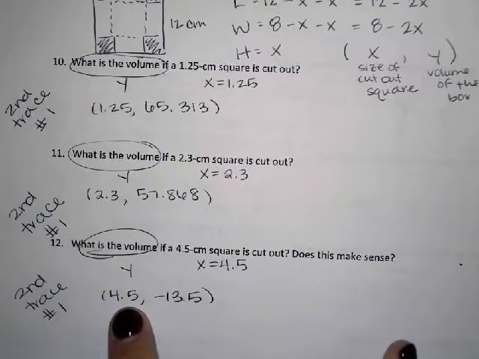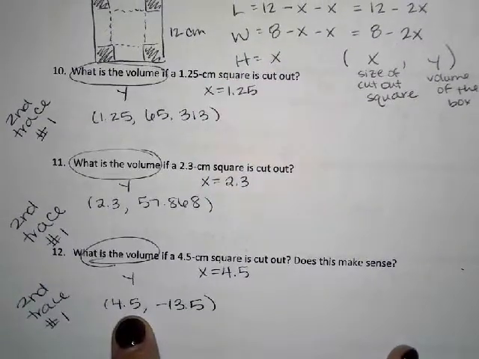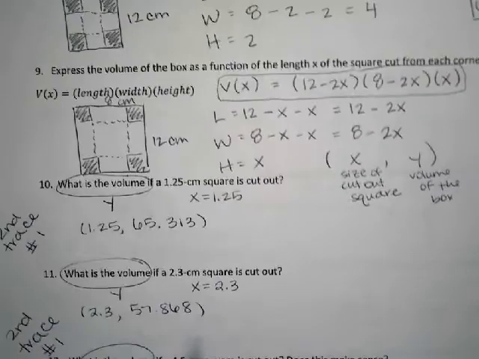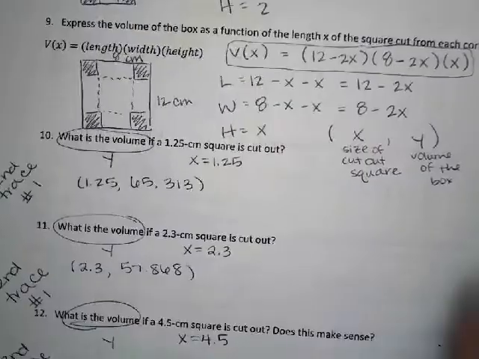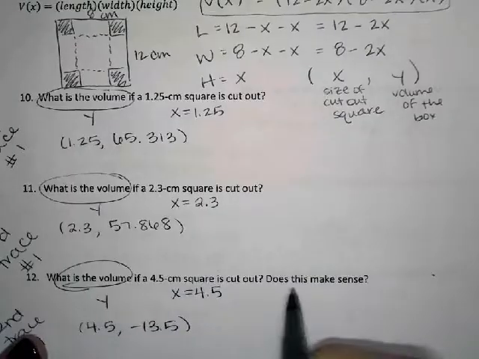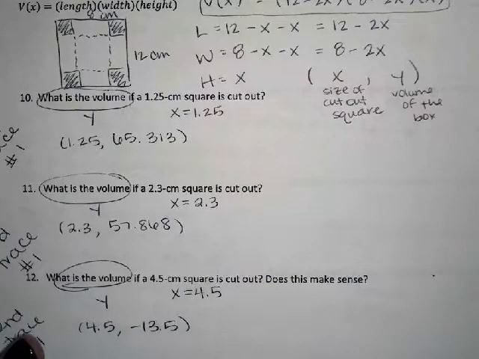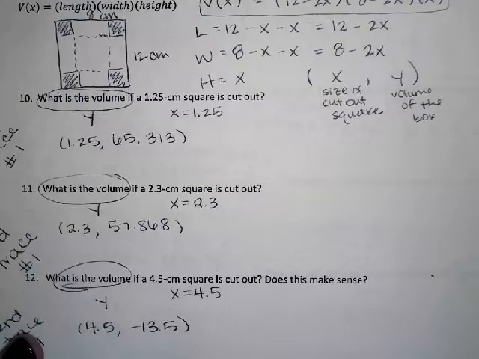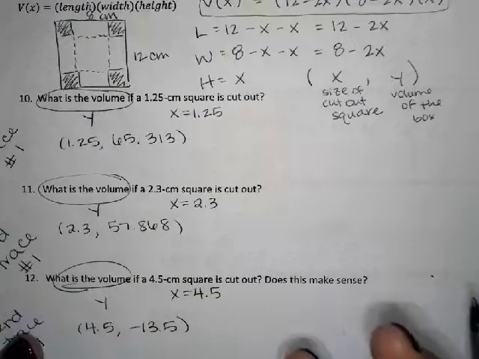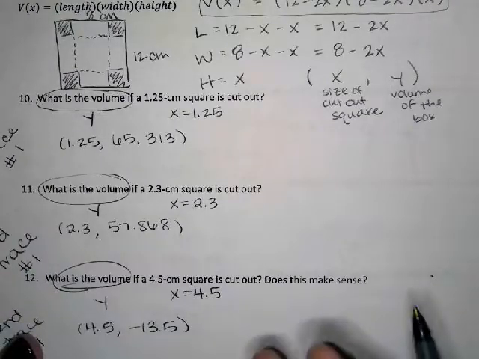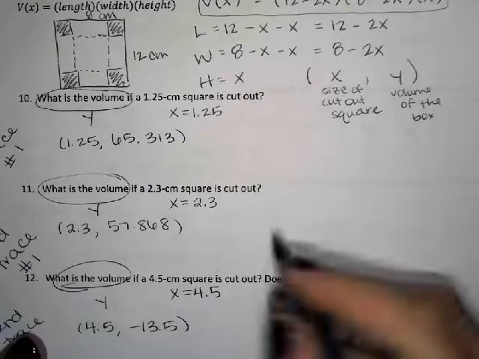This is what we call an extraneous solution. Mathematically you can solve for it, but it does not make sense in the context of the problem. So does this make sense? I would say no. You cannot cut out a 4.5 centimeter square.